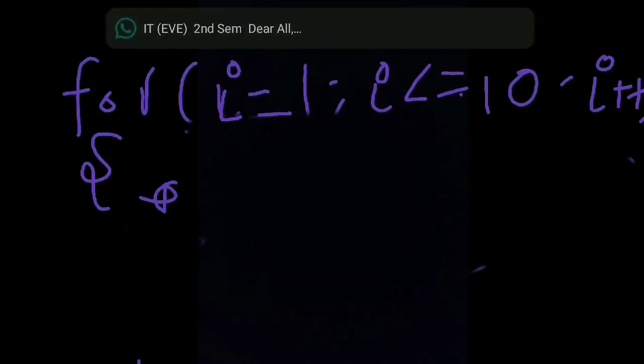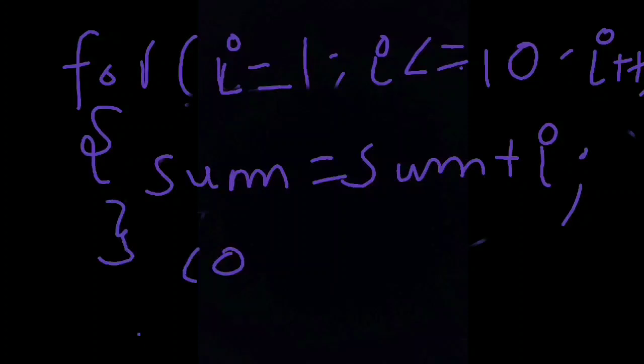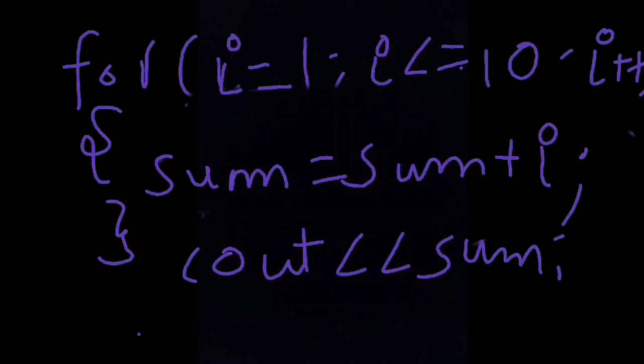Now I'll write something within the body. I'll write it as sum equals sum plus i. I'm going to write this, and I'll end the loop. Obviously I'll print the sum also. I'll print sum after the loop is completed. I'll not print it within the loop. Now why am I not printing it within the loop?